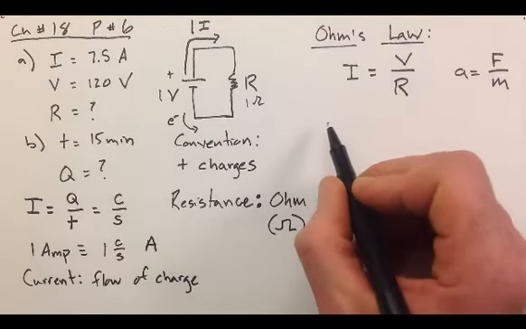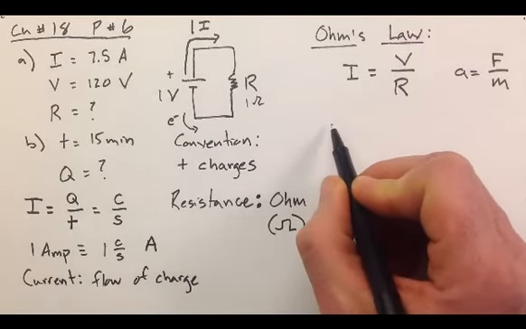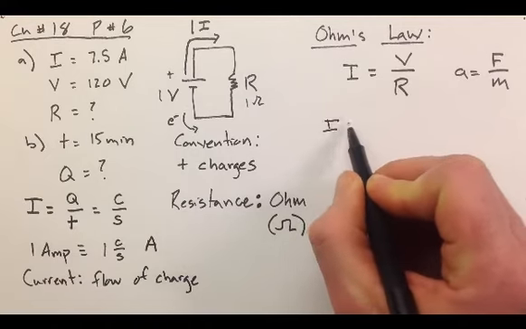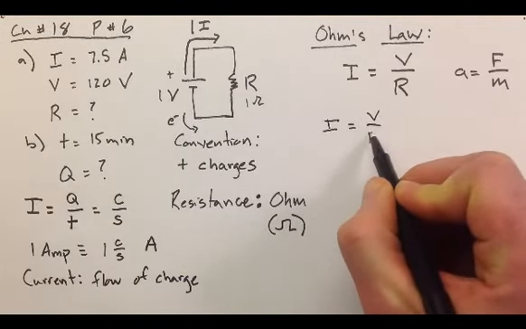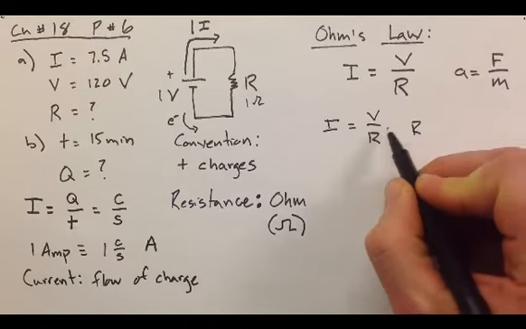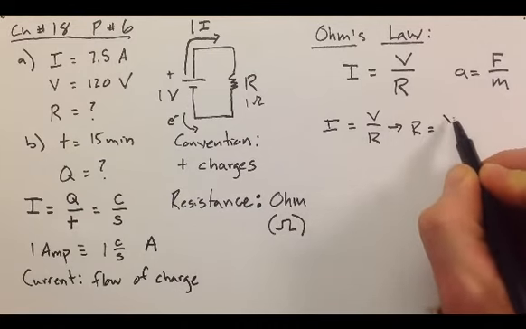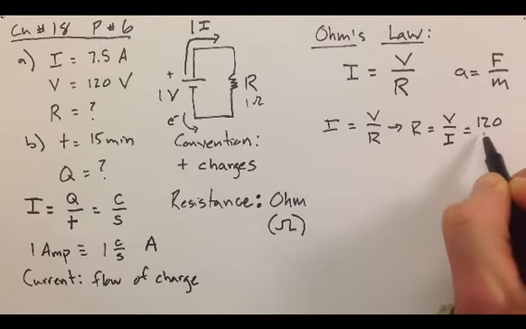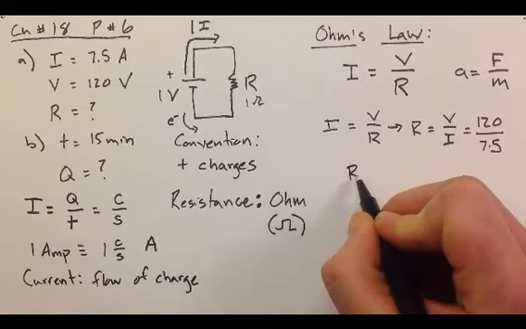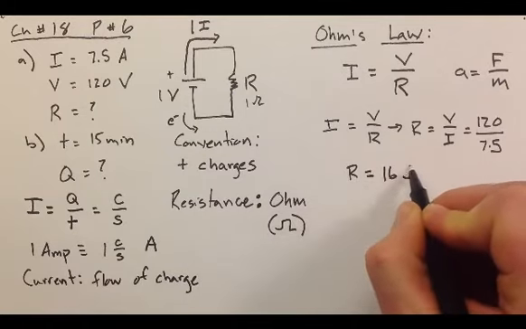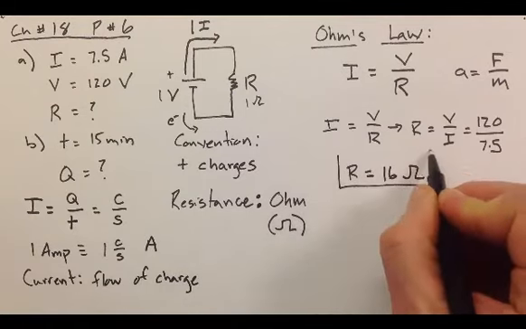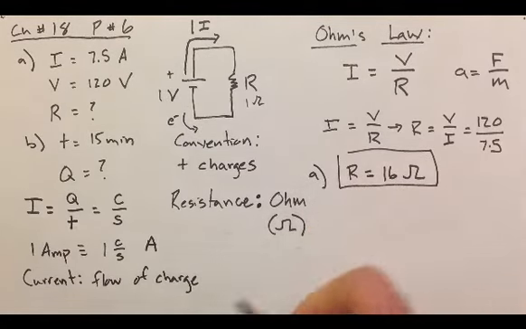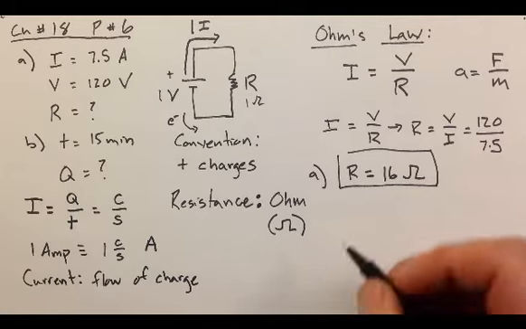Okay, let's get to work here. Part A says solve for the resistance of this hairdryer. So we'll use Ohm's law and rearrange it here. The resistance of the hairdryer is the voltage divided by the current. And if we divided that out, we would get a resistance of 16 ohms. So the answer to part A is the resistance of our hairdryer is 16 ohms.